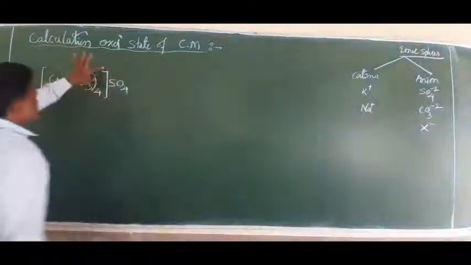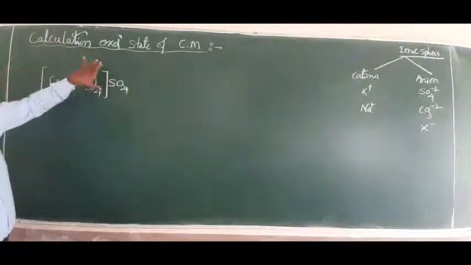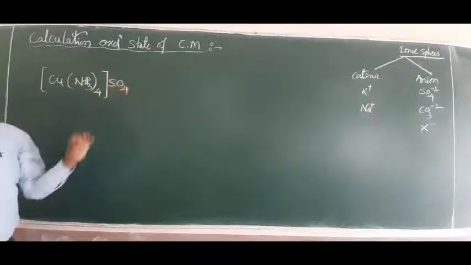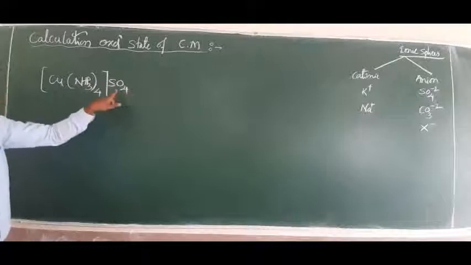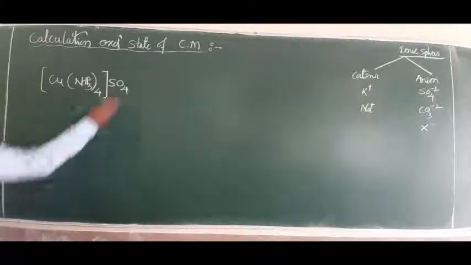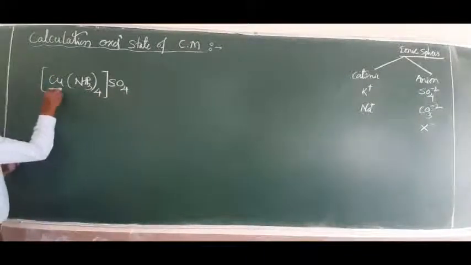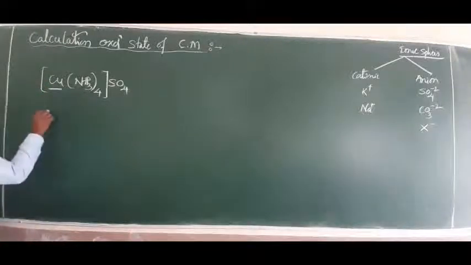Friends, the square bracket is what we call the coordination sphere. Apart from the square bracket, it is the ionic sphere. Outside the coordination sphere is the anionic sphere. It is very simple to calculate. We underline the copper, and copper is nothing but X.